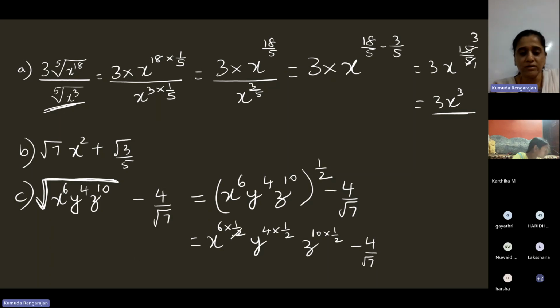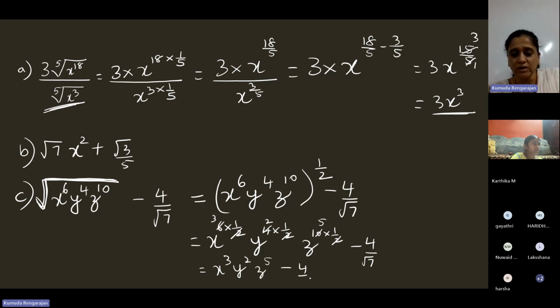So now 2 ones are 2, 2 threes are 6, 2 ones are 2, 2 twos are 4, 2 ones are 2, 2 fives are 10. So this is x to the power 3, y to the power 2, z to the power 5 minus 4 by root 7. So how many variables involved? 3 variables. And what are their powers? X is raised to the power 3, whole number. Y is raised to the power 2, whole number. Z is raised to the power 5, whole number. Minus 4 by root 7, that's a constant. We have nothing to do with that to decide if it's a polynomial or not.